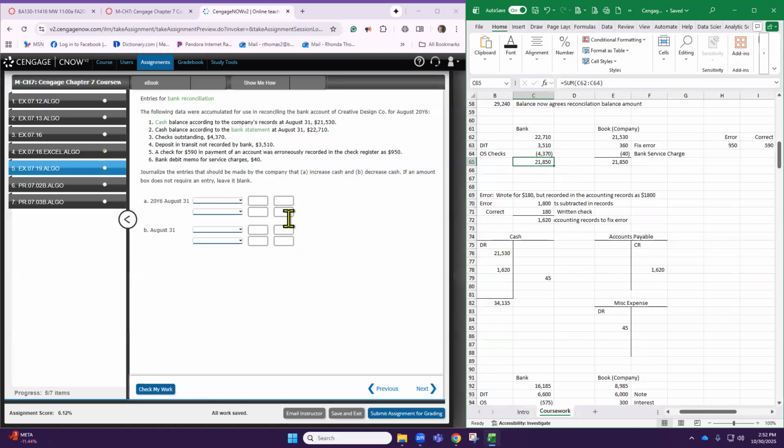Okay, that's not what they wanted. What they want is these two items. How are we going to record them? So here's that error again. We wrote a check for 590, but we put it in the accounting records as 950. Doing it again, the error is 950. The correct amount is 590.